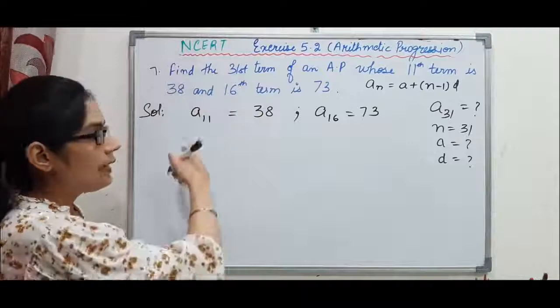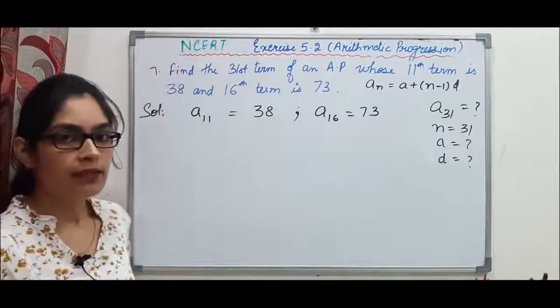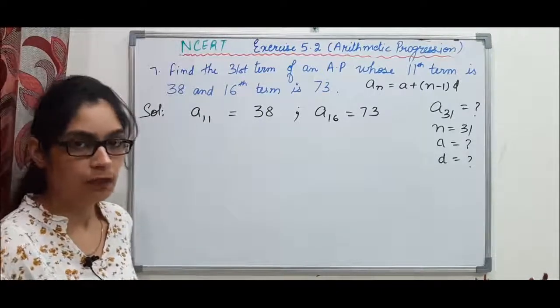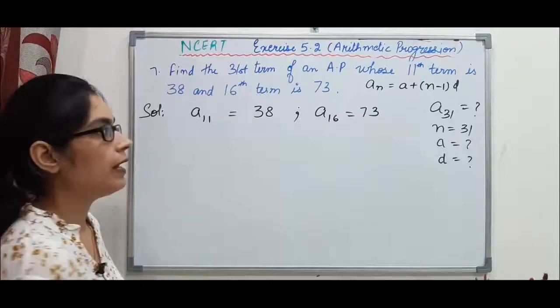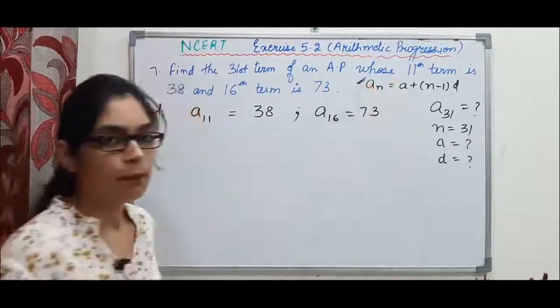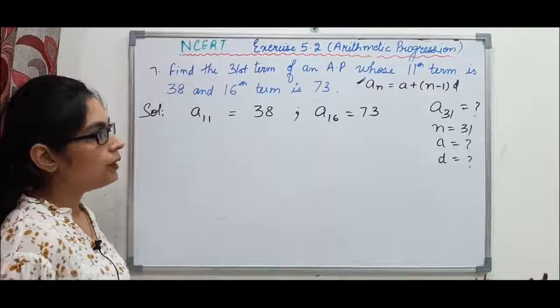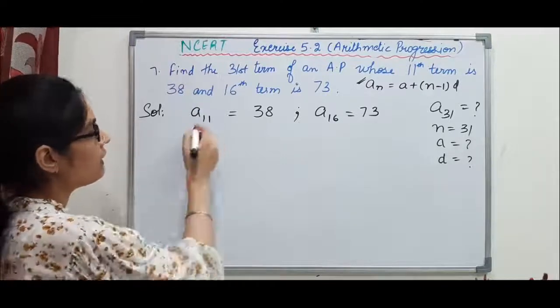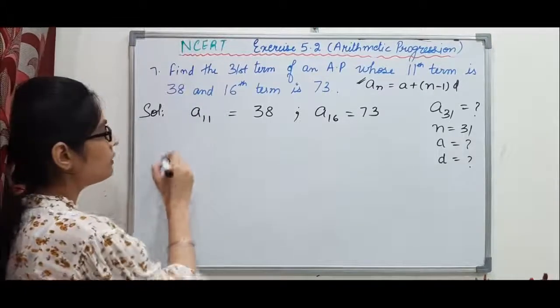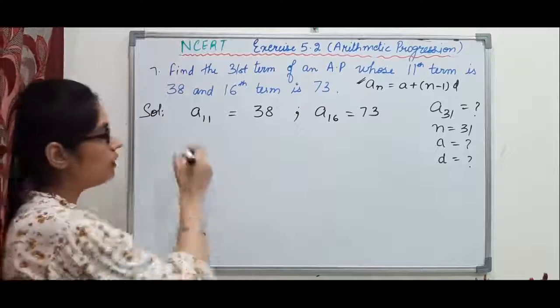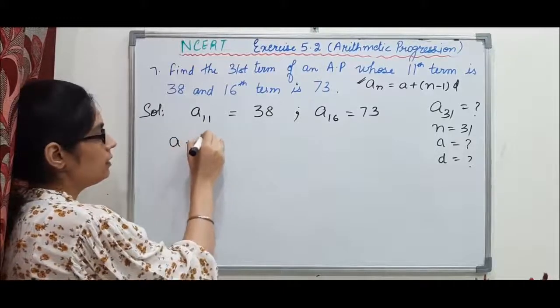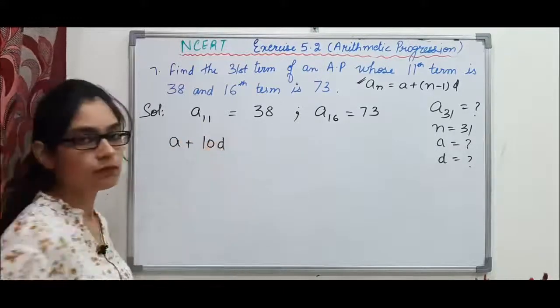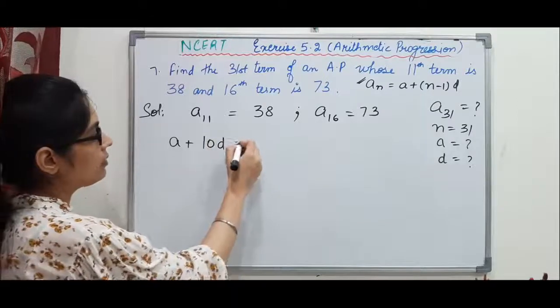So let's start now. A11: in the previous exercise we have learned the direct formula, so that direct formula only we can apply. If you want, you can apply this also, but the direct formula is better. So A11 means the 11th term, the formula of the 11th term I will write as A plus 10D. A plus 10D is equal to 38.